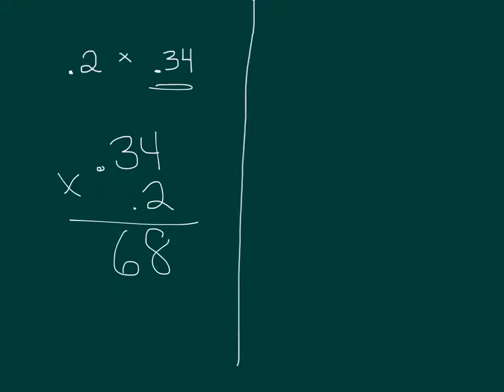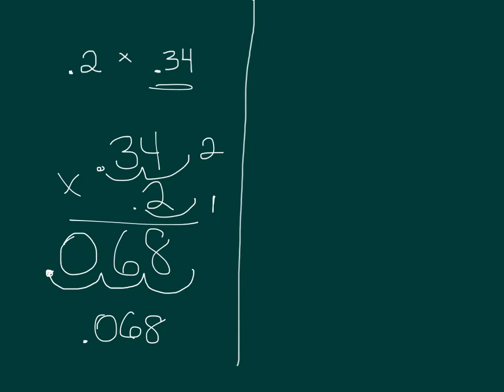So now the top factor has 2 decimal places. The bottom factor has 1. So that's 3 decimal places in my answer. So I move over 1, 2. Now I need to go a third like that. So my decimal point is here. So I've got this place. So I need to add a 0 here. And now I have my answer, 68 thousandths.